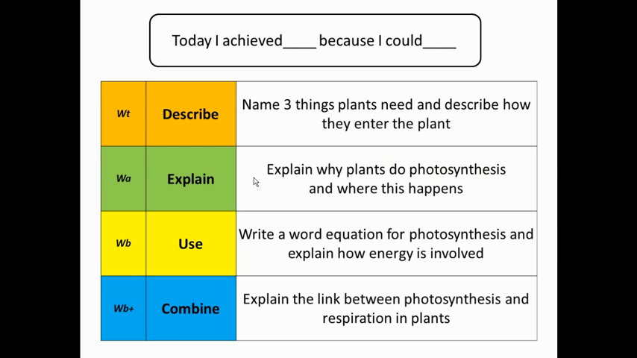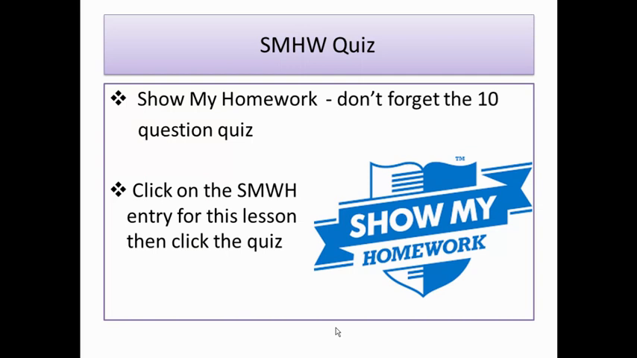let's write our sentence. So today I've achieved, remember it's the word, not the colour or the level. Today I've achieved because I could, and make sure you put the reason down to really evaluate what you've achieved from this lesson. Remember, this is probably even more important to do than your home learning, okay? And then make sure you go on to Show My Homework and do the 10 question quiz that's on there, okay? So that's how we're tracking how everybody's doing, that everyone's on track. So make sure you go on to Show My Homework and do the quiz.